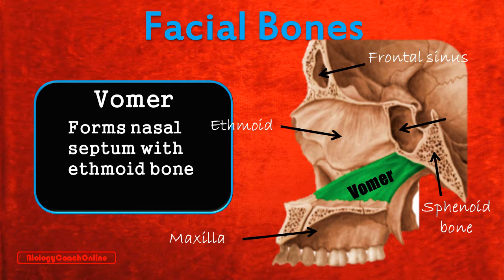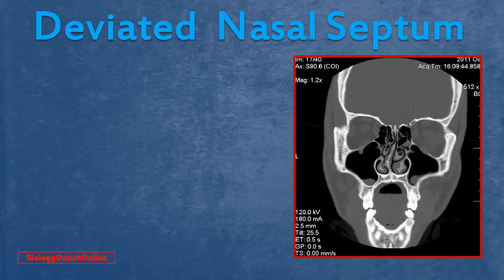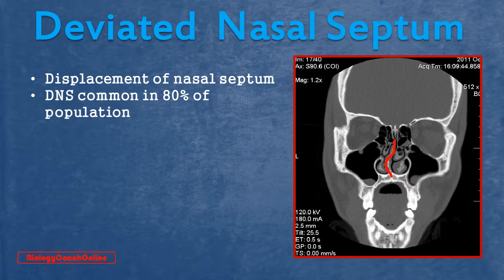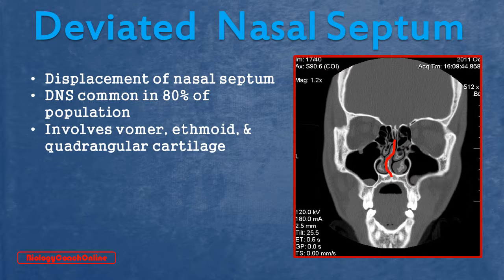So here in green is the vomer, which, together with the perpendicular plate of the ethmoid bone, forms the nasal septum. Now, I think you probably are familiar with the phrase deviated septum. A deviated nasal septum, or DNS, is a physical displacement of the nasal septum, as you see here in this CT scan. Interestingly, DNS is common in about 80% of the population.